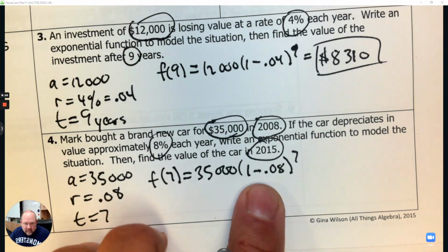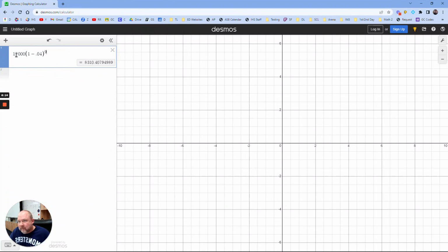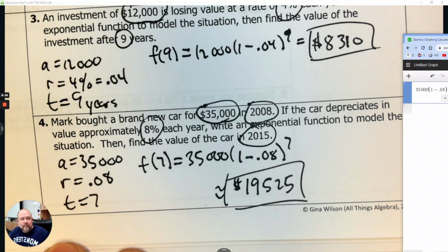And then once you put it into the formula, now type it into Desmos. So 35,000, 1 minus 0.08 to the exponent 7. So now the car is worth about $19,525 if I round. All right, turn the page.